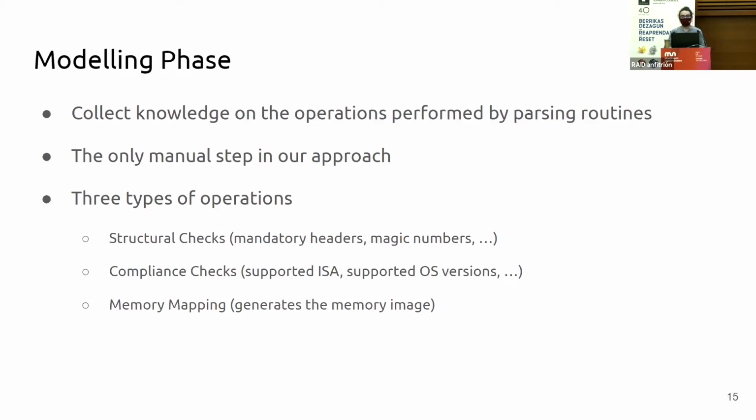The third type of operation is memory mapping. Memory mapping either loads the program in memory, as the operating system does, for example, or it creates an abstract representation of what the program looks like when it's in memory. Like, for example, what reverse engineering tools do.